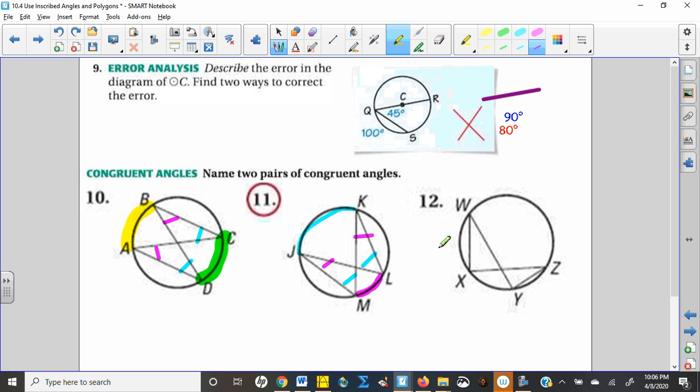Getting the picture here. W and Z are both inscribed in XY. X and Y are both inscribed in WZ. That's a pretty big looking arc. I bet that one needs a third letter. It looks like it's a semicircle.